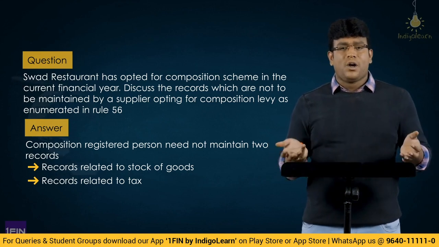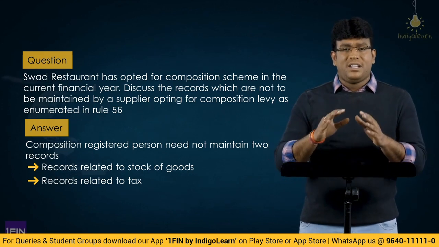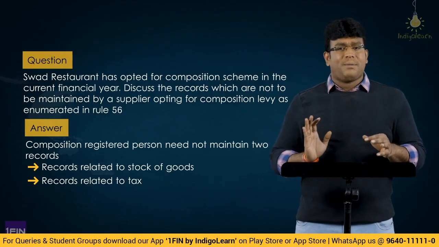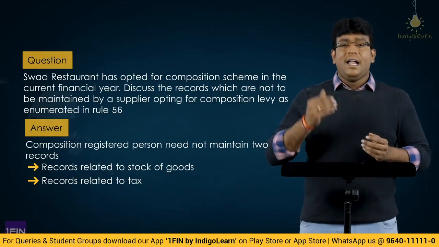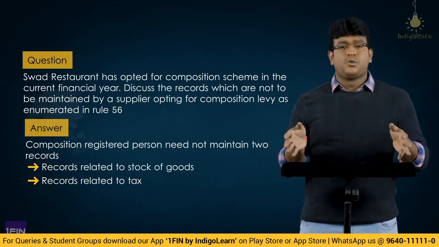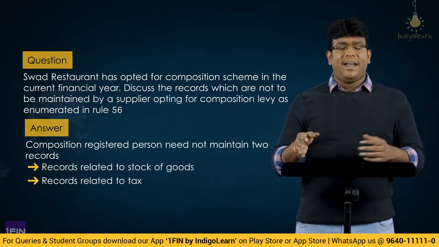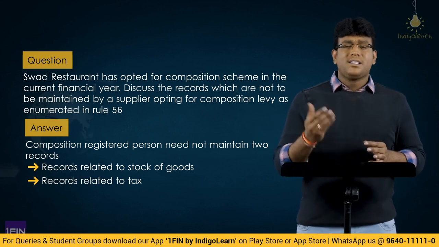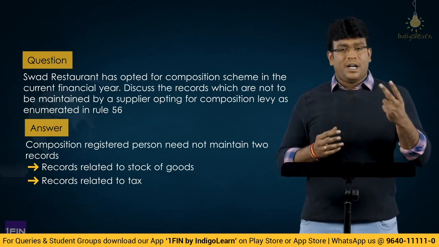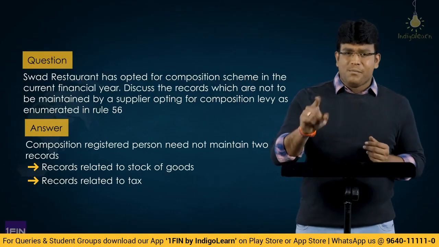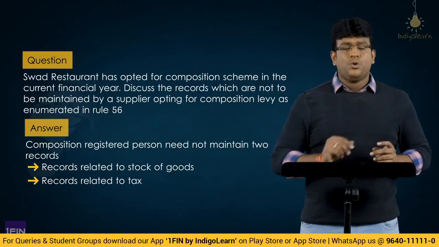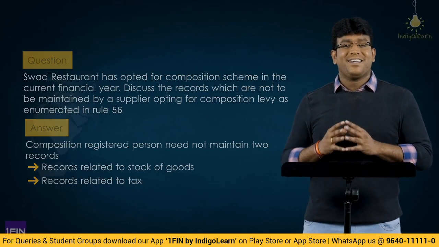The logic is simple because composition registered person will directly pay tax on outward supply. He will not take input tax credit also. That is the reason why he need not maintain details of tax also. Output tax payable, paid, input tax credit, all these details he need not maintain. So there are two records which composition registered person need not maintain. Number one, details of stock. Number two, details of tax paid.